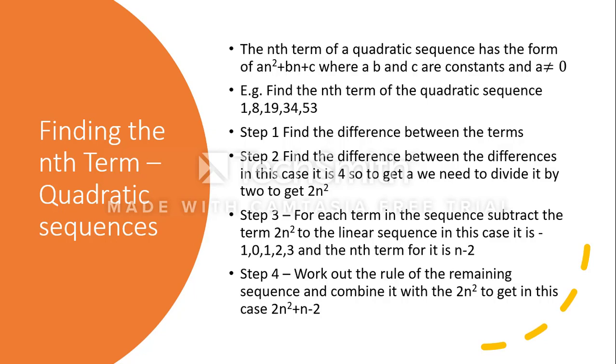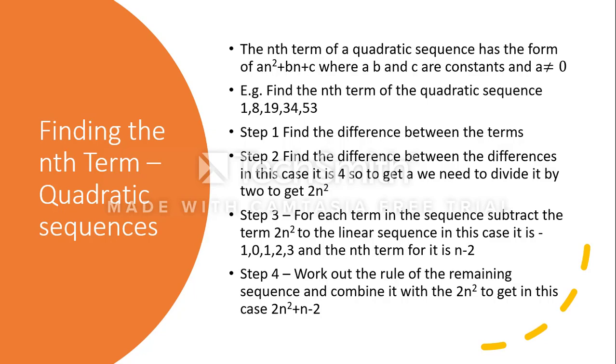Step 1. Find the difference between the terms. In this case, we get the differences as 7, 11, 15, and 19. So step 2, we have to find the differences between the differences, which is 4. And then we have to divide it by 2 to get the coefficient of n squared.